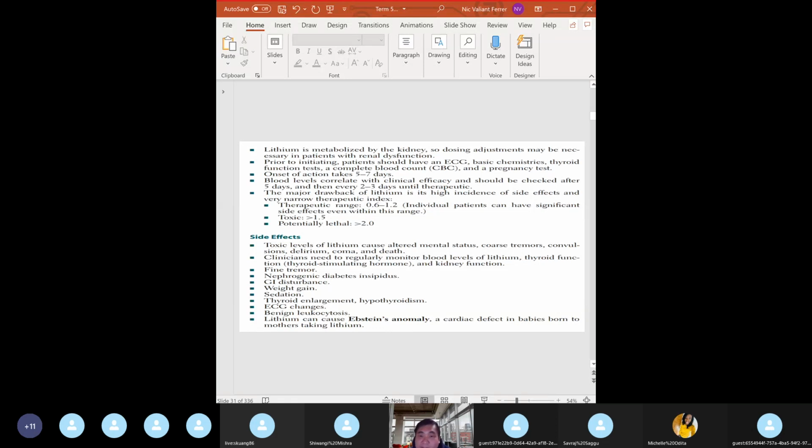As I've said before, side effects of lithium: fine tremor, nephrogenic DI, sedation, hypothyroidism, ECG changes, benign leukocytosis, and lithium can cause Ebstein's anomaly. What is this? Can someone explain this to me? Ebstein's anomaly. What is this? You have a malformed tricuspid valve, so then the right atrium is larger than it should be. Exactly.